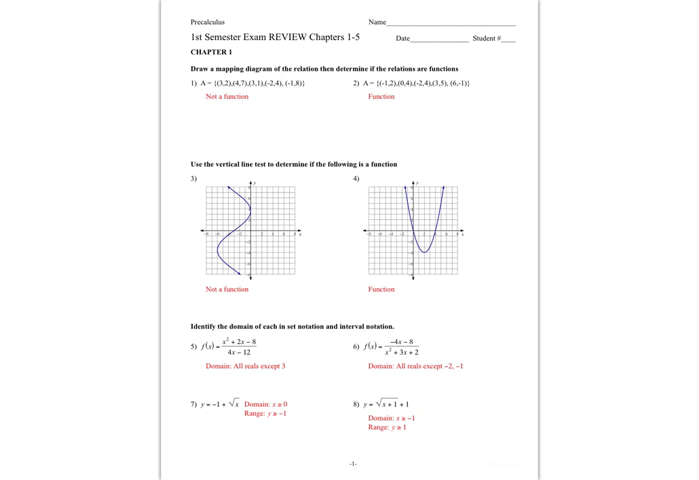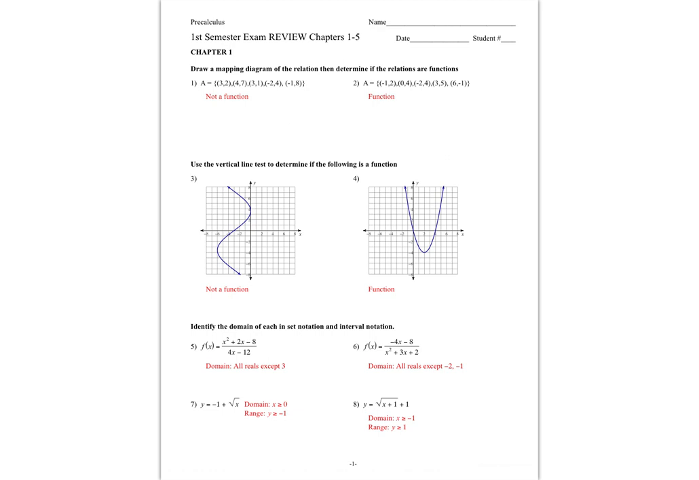So the first chapter was about relations and functions. A lot of this is review from like Algebra 1-ish, all the way back. Algebra 1, Algebra 2, we've been talking about what is a relation versus what is a function. So my expectation is you can do mapping diagrams. Those are the two rectangles, arrows from one to the other.